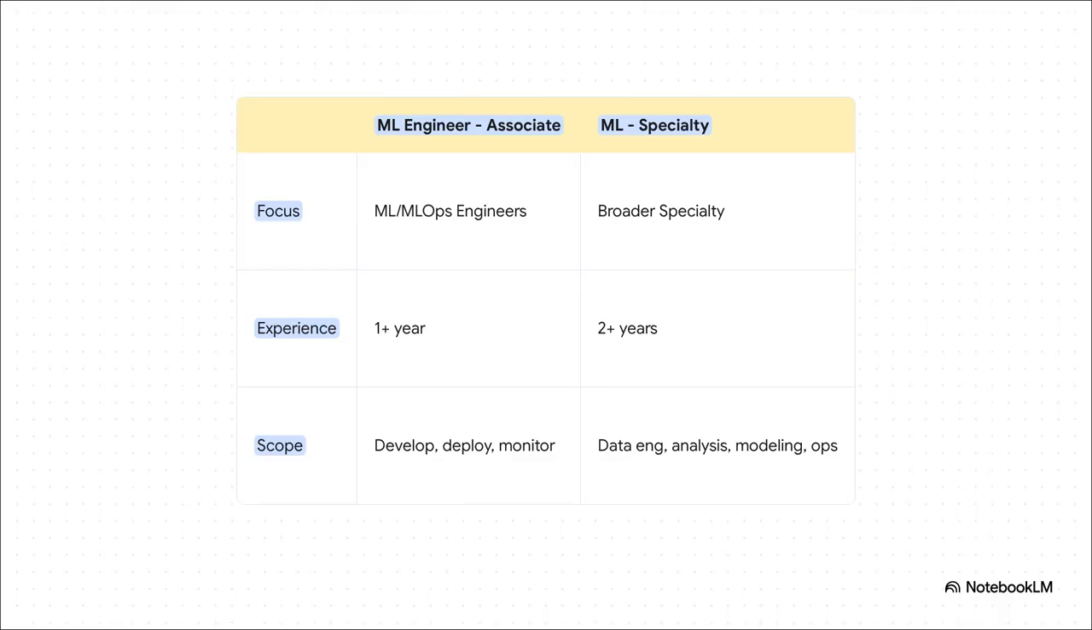Now, you might be thinking, hey, wait a minute, doesn't AWS already have an ML specialty cert? And you're right, but the difference is really important. This new associate cert is laser-focused on the ML engineer and ML ops jobs. The specialty one is a bit broader and expects a couple more years of experience across the whole ML spectrum.